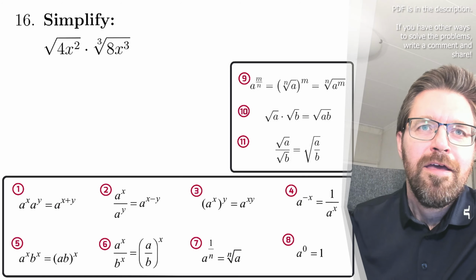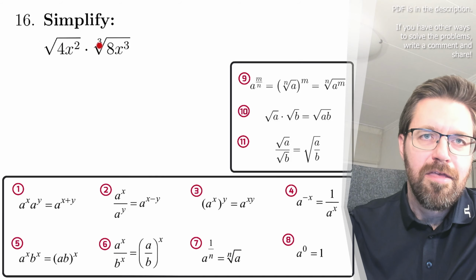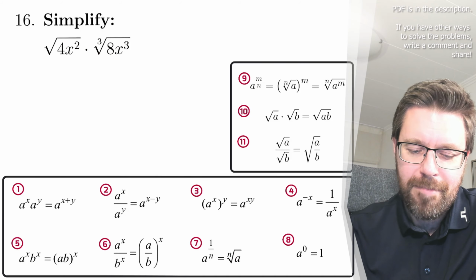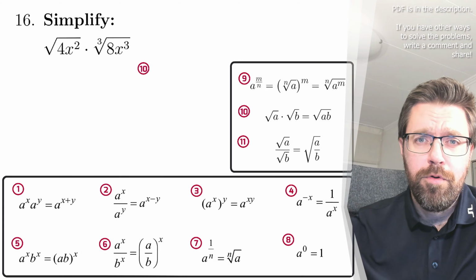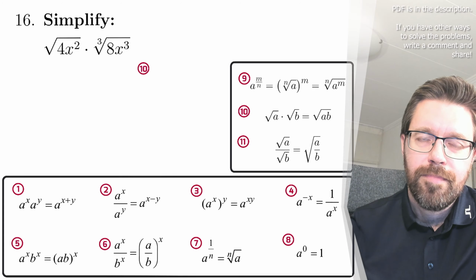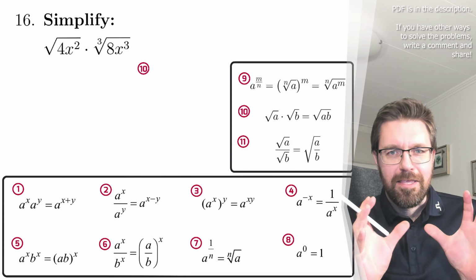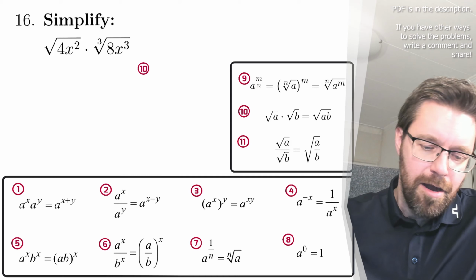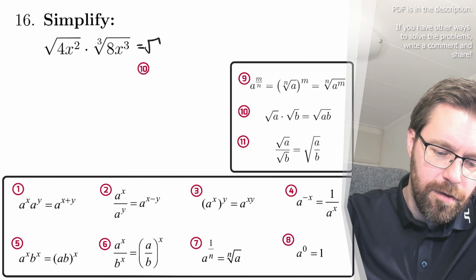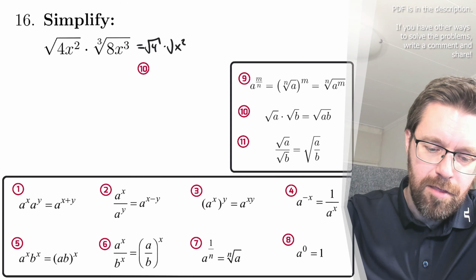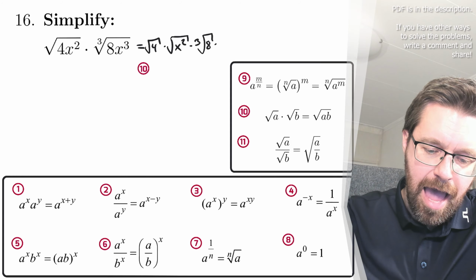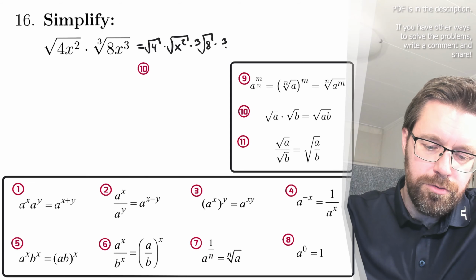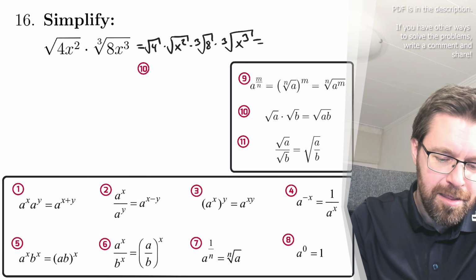Number 16, the square root of something times the cube root of something. And I will start with rule number 10, and it works with square roots and all other roots too. And it means that you can split the factors inside it. So I can rewrite the whole thing like the square root of 4 times square root of x squared times cube root of 8 and times cube root of x cubed. And then a lot of things cancel out.